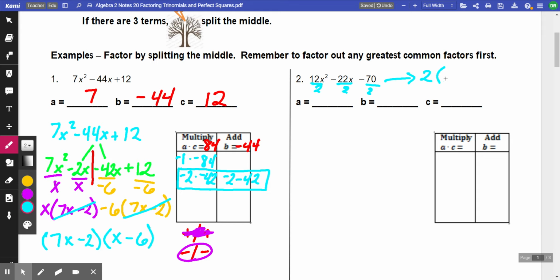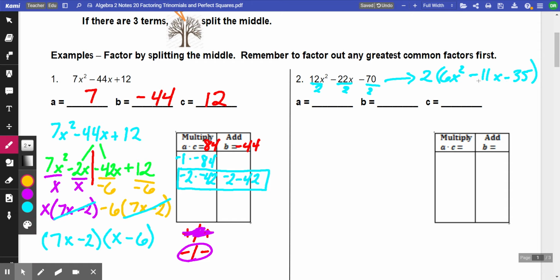So divide by 2 in each term, and we should have 6x squared minus 11x minus 35. And again, we are rewriting the problem, but we are not changing what we had. If we distribute this 2 throughout the parentheses here, we will be back at our original polynomial. So this is equivalent to what we started with, but it is a little bit easier to work with. And since we've made these smaller values, that's what I'm going to use when I factor.